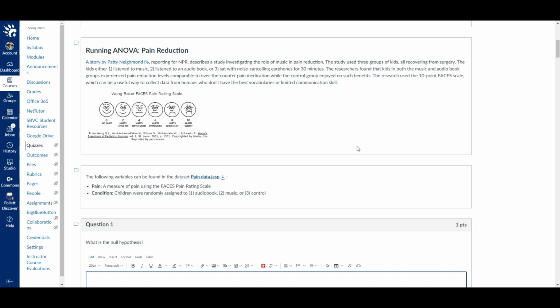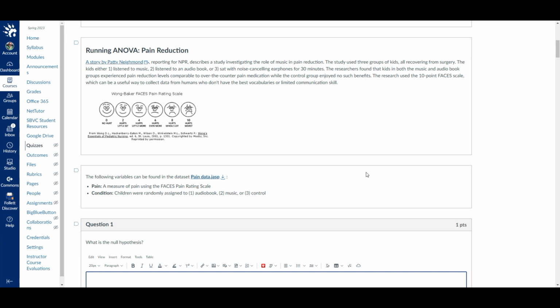Now, a story by Patty Namond, reporting for NPR, describes a study investigating the role of music in pain reduction. The study used 3 groups of kids, all recovering from surgery. The kids either 1. Listened to music, 2. Listened to an audiobook, or 3. Sat with noise-canceling earphones for 30 minutes. The researchers found that kids in both the music and audiobook groups experienced pain reduction levels comparable to over-the-counter pain medication, while the control group enjoyed no such benefits.